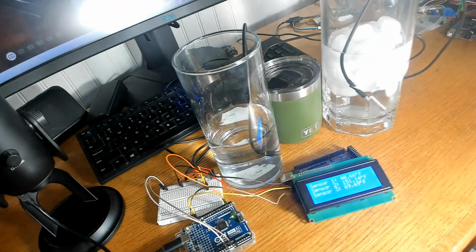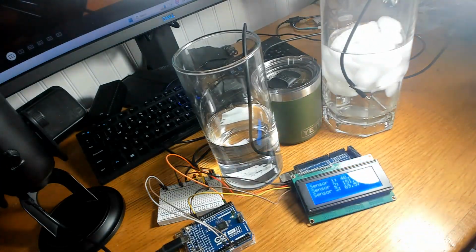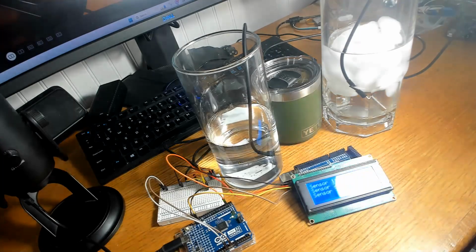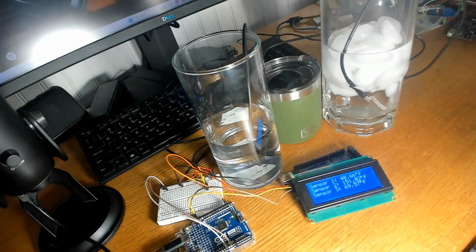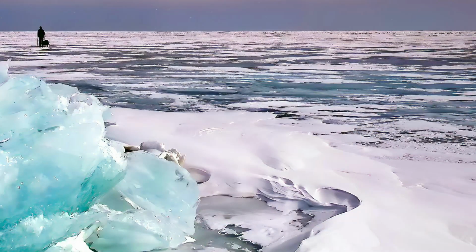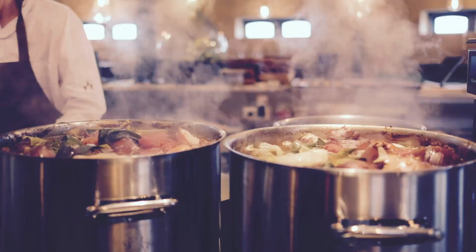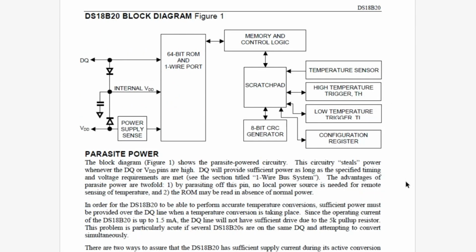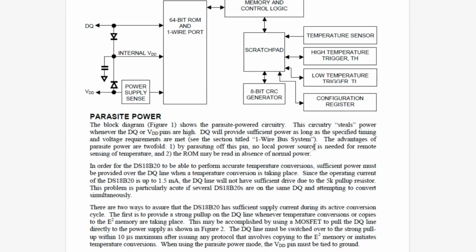This sensor also has a very wide temperature range. It measures temperatures from minus 55 degrees Celsius to 125 degrees Celsius with an accuracy of plus or minus 0.5 degrees centigrade. This temperature range is equivalent to minus 67 degrees Fahrenheit to 257 degrees Fahrenheit. It also has the parasitic power option, which means that it can be powered directly from the data line, which eliminates the need for an external power supply.